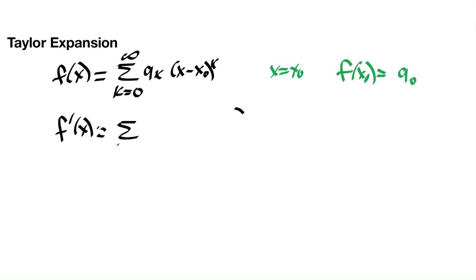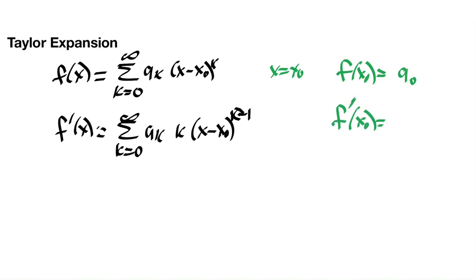Now the next thing we're going to do is take a derivative. If you take a derivative, you get the sum as k goes from 0 to infinity of a sub k, k, (x minus x naught) to the k minus 1. What you'll notice now is that if you put x equal to x naught in this one, every term disappears except the a1 term. So here, f prime of x naught is going to equal a1. The 0 term became 0 because you multiplied by 0 here, and every other term becomes 0 because x minus x naught is raised to some power.